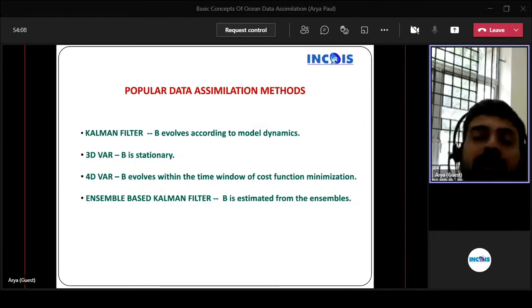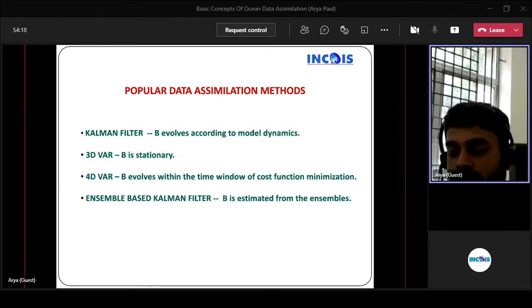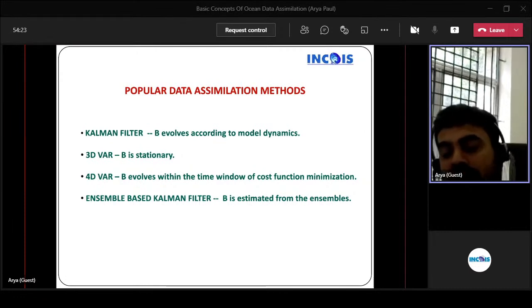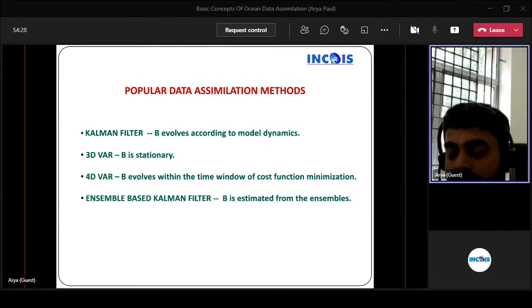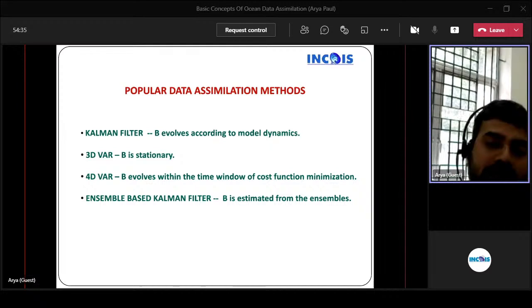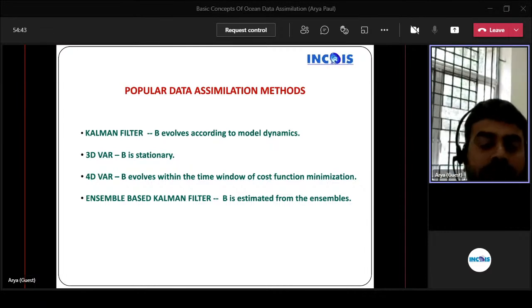So that's why, particularly in meteorology and oceanography, none of the operational centers use the Kalman filter, even though it's a robust method. We do not have the computational resources to use it. There is another method called 3D VAR. In 3D VAR, your model error statistics are stationary, static. You feed the data assimilation system some model error statistics, and those statistics do not evolve in time. So that makes life a little easier.